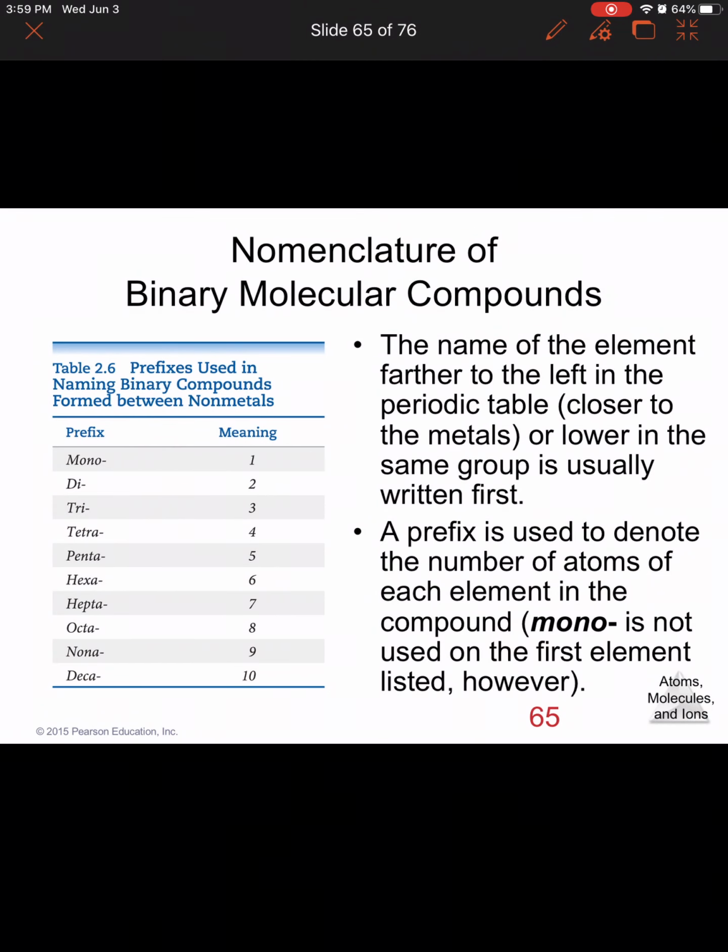So in the last section we learned how to name ionic compounds, binary ionic compounds, and also how to write ionic compounds with polyatomic ions, and also how to name acids. Okay, so in this section we're going to learn how to name binary molecular compounds. In other words, molecular compounds are the covalent compounds.